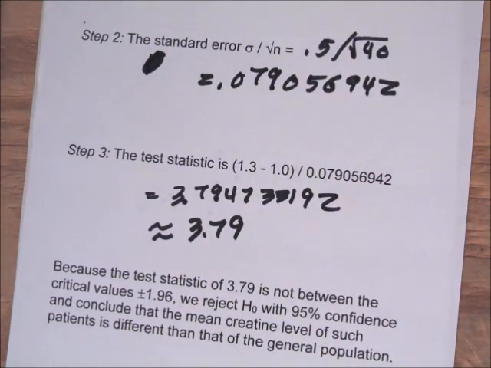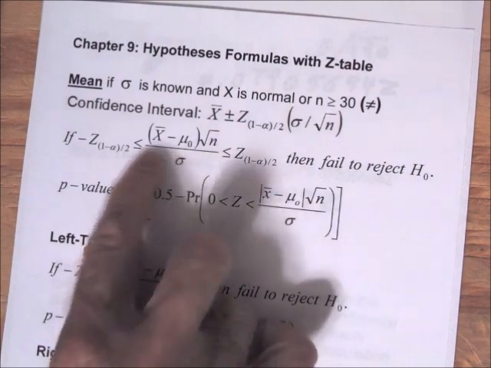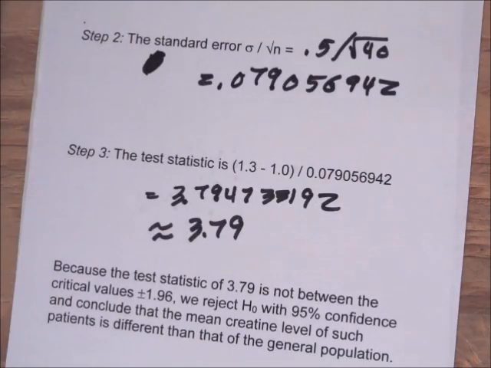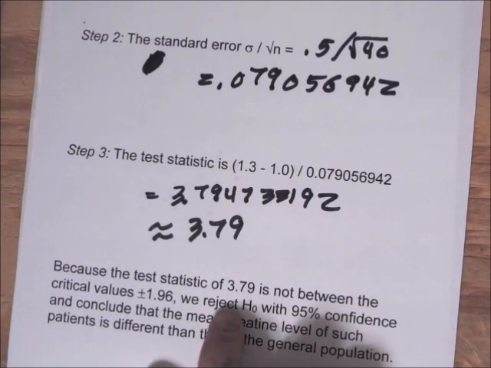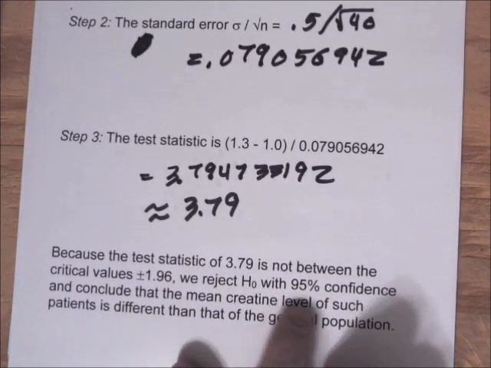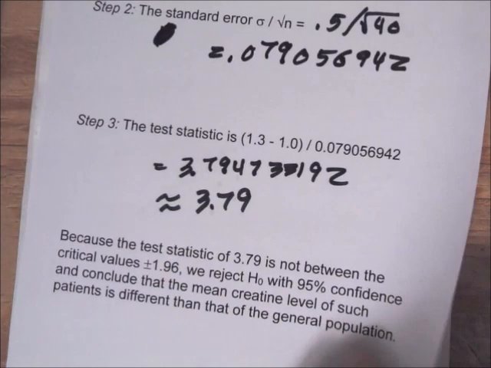Okay, so that number here is our test statistic. The two numbers at the end are the critical values, and our test statistic of 3.79 is not between the two critical values of negative 1.96 and 1.96. So again, we reject H0 with 95% confidence and conclude the mean creatinine level of such patients is different than that of the general population. Okay.